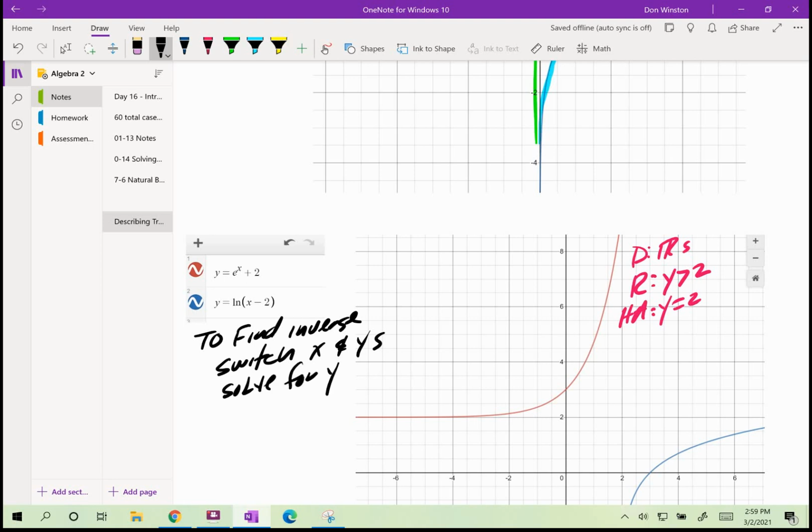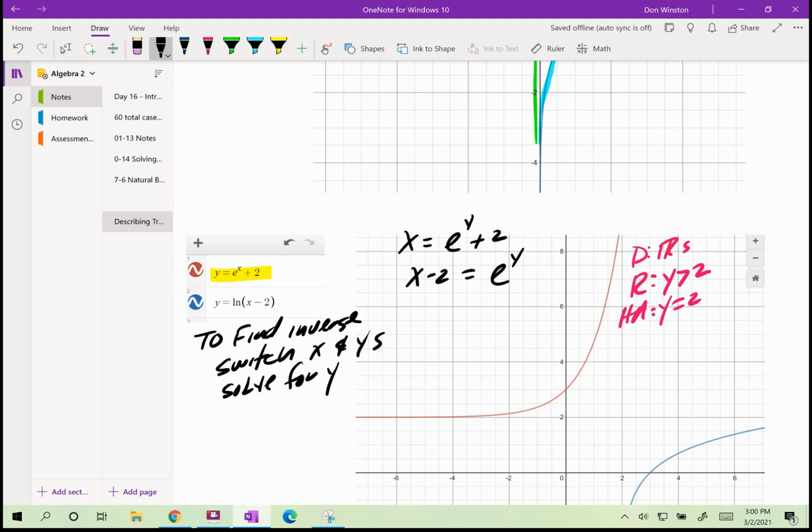Okay, so I started with y is equal to e raised to the x plus 2, so now I'll go x is equal to e raised to the y plus 2. I want to solve for y, so I have to subtract 2. So this will be x minus 2 equals e raised to the y.